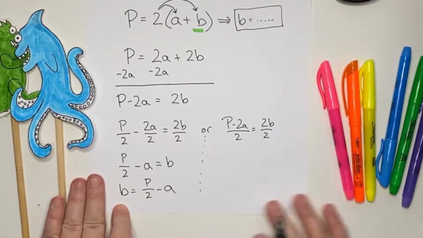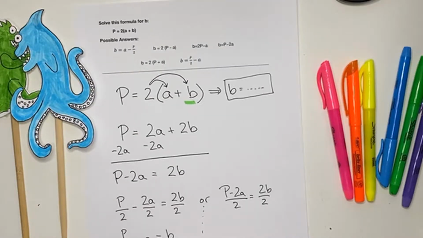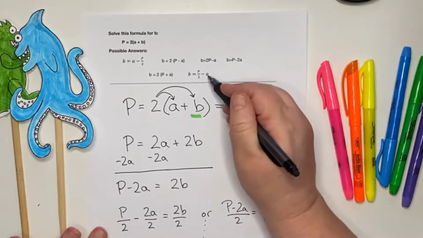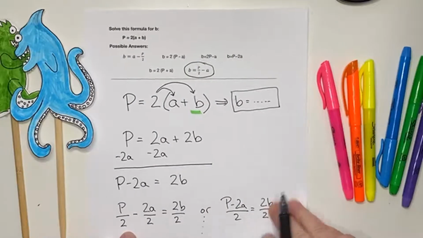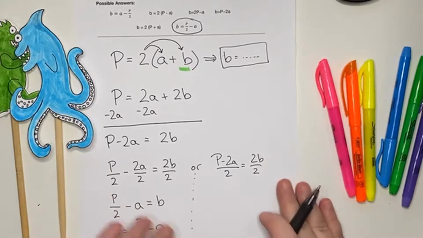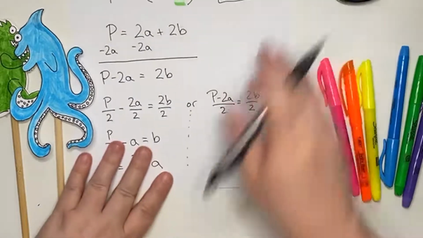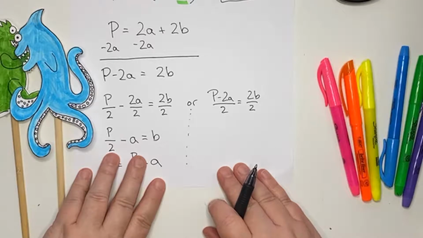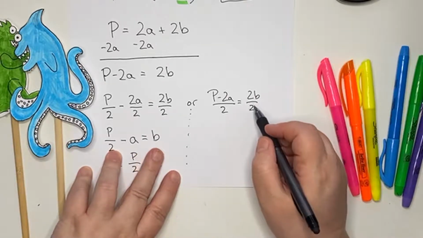Woohoo! Now with this one, if I look up here, B equals P over 2 minus A, that's right there. Woohoo! Now what should I do if I work it out this way instead? Because there are lots of different ways to solve this problem. And the trick is, sometimes the answers on a multiple choice test aren't the answers you're expecting. So let's take a look at what's happening here.